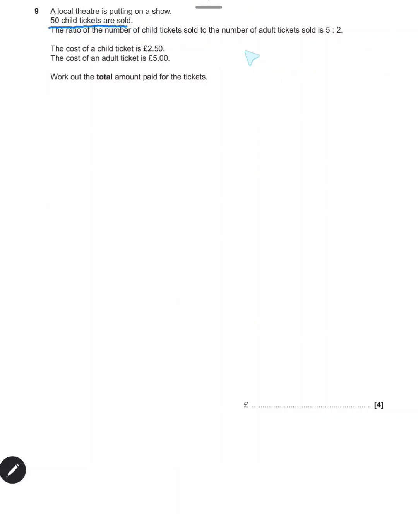Question 9, we've got some money work to do, and we're instantly told that 50 child tickets are sold, and then we're given a ratio, children to adults, 5 to 2. So I'm just going to pick those key bits out. We'll rewrite that. Children is 5, adults is 2, that's just the ratio, but we also know that 50 child tickets are sold. So I've just pulled out all that information and written it underneath.